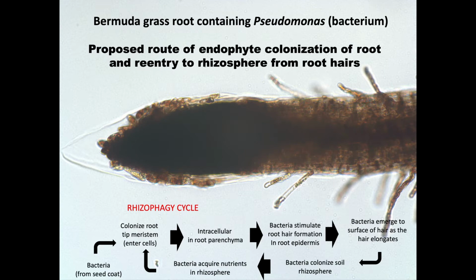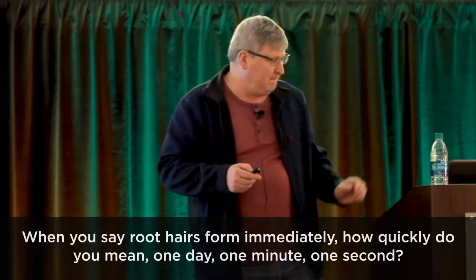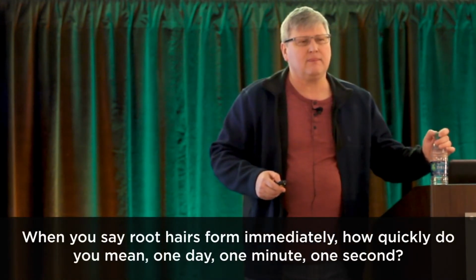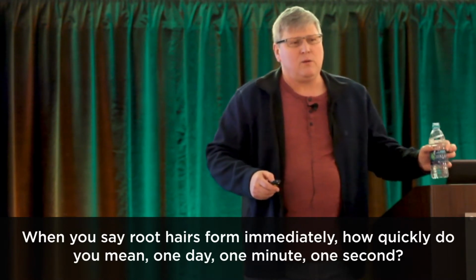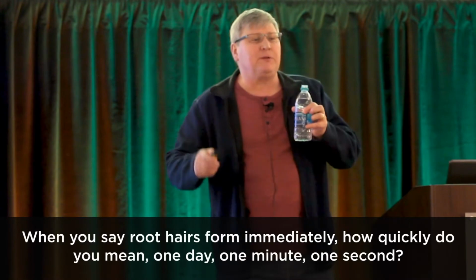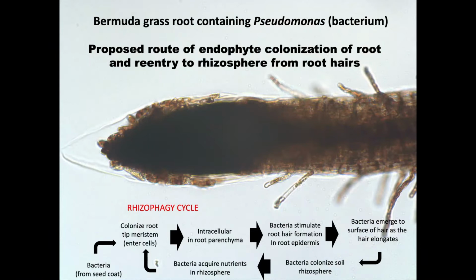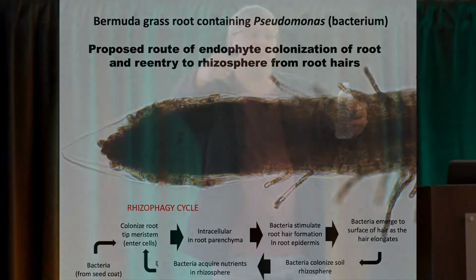Okay, and when they first go into the root cell, when you say immediately, like 1 day, 1 minute, 1 second, on the root hairs, how fast is that time? Days. It's a couple of days. It goes in, and then the hairs begin to form, right? And they'll form over a period. It probably depends on the plant. So we're talking about maybe 2-3 days, something like that, before you get full elongation of the root hair.